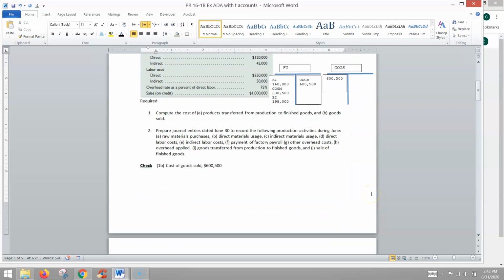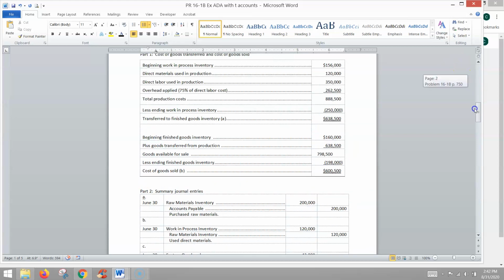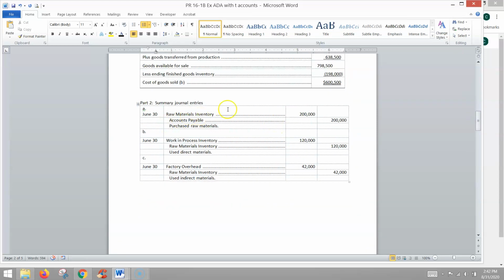To look at our actual journal entries, most of them are kind of simple, taking the amounts from the table. But on A, we're going to record the raw material purchases. So we see that's going to be $200,000. We're going to debit raw materials inventory, and it said it was on credit, so we're going to credit accounts payable. Then we have some direct materials that are used. The amount that's direct is going to be debited to work in process inventory. It's coming out of raw materials inventory, so that's where we're going to record the credit. For the indirect materials, we debit factory overhead and we credit raw materials inventory.